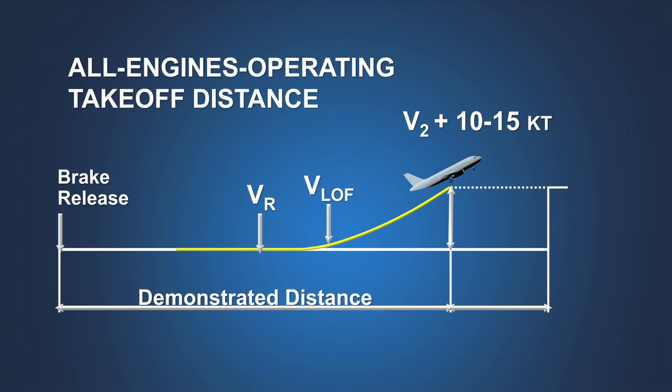Note that the all engines operating takeoff distance for a wet runway remains unchanged from that for a dry runway. The all engines operating takeoff distance screen height for a wet runway remains at 35 feet and still must include the 15% margin.